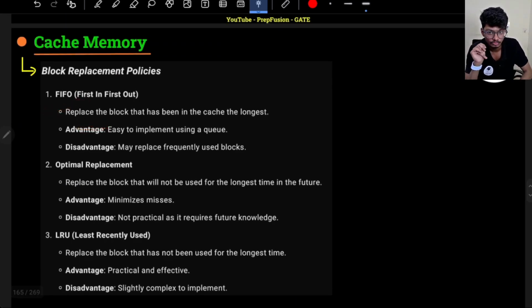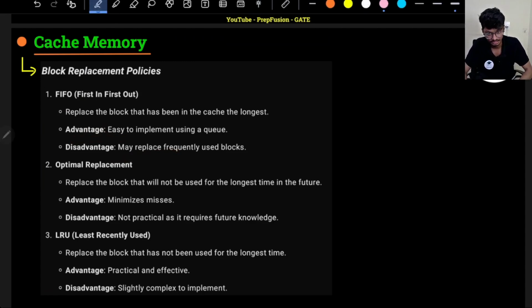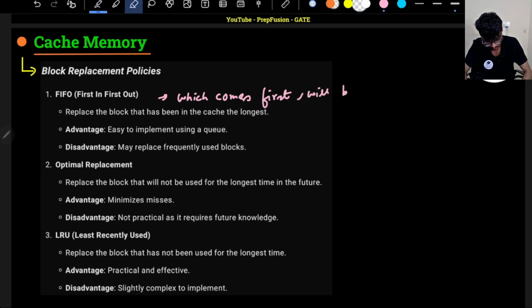So that is the problem with first in first out. The advantage is that it is easy to implement, but the disadvantage is that it may replace the frequently used block. The basic thing is, whichever comes first will be replaced first.